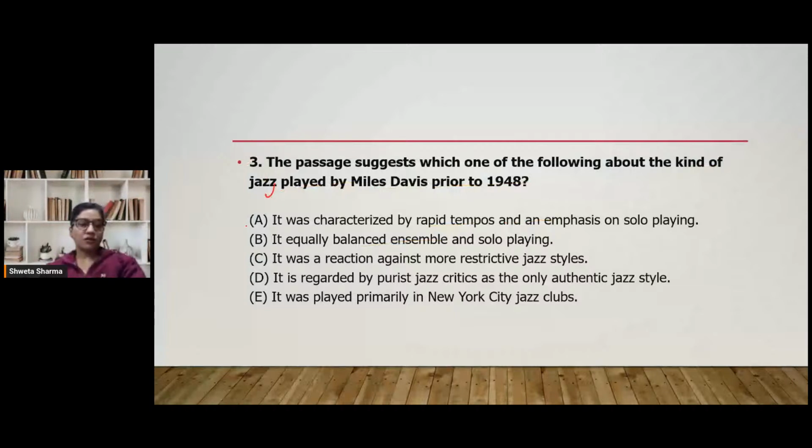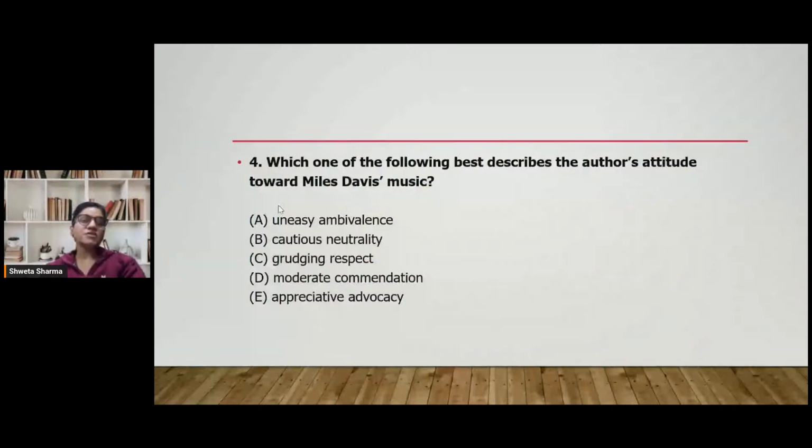Okay, best describes the author's attitude. This is more like the tonality based question, the tone question. What was the author's tone towards Miles Davis' music? He is feeling sad that all the critics have criticized him. Right? So, uneasily ambivalent? No. Cautious? He's not cautious about him. Grudging respect? Not really that he's grudging the respect. Moderate commendation or appreciative advocacy? Yes, he is appreciating his work. So the answer should be E for this.